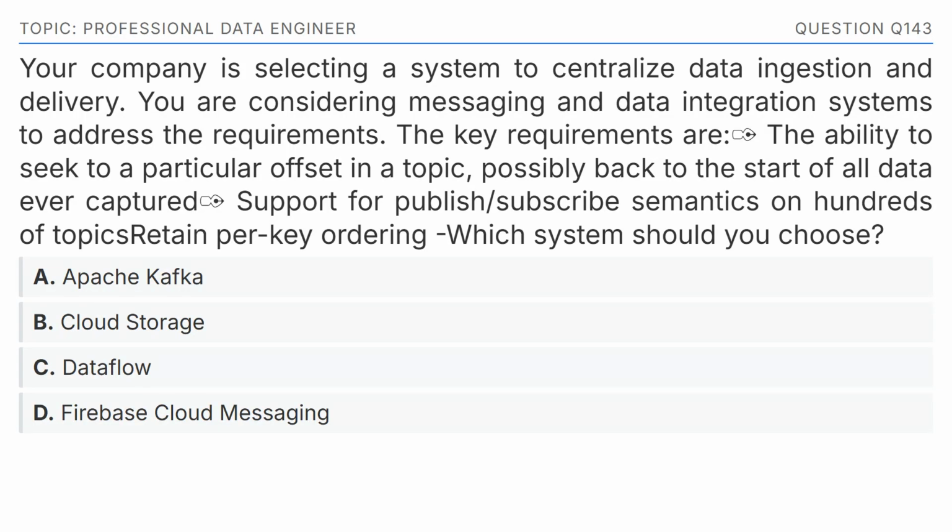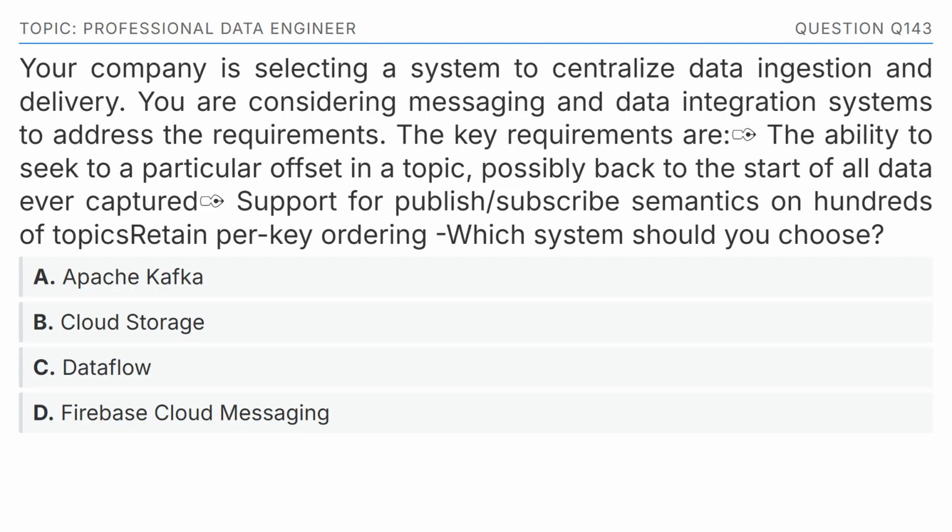Your company is selecting a system to centralize data ingestion and delivery. You are considering messaging and data integration systems to address the requirements. The key requirements are the ability to seek to a particular offset in a topic, possibly back to the start of all data ever captured, support for publish/subscribe semantics on hundreds of topics, retain per key ordering. Which system should you choose?